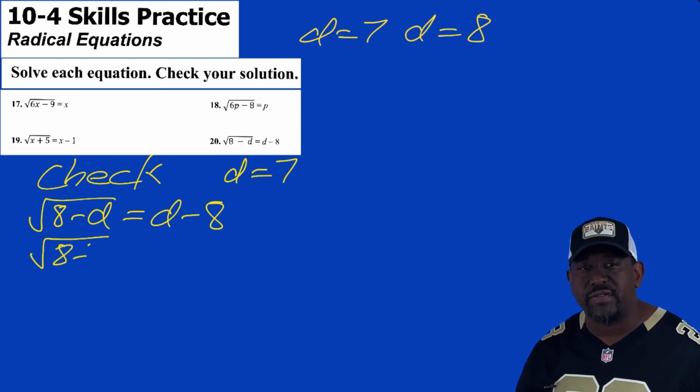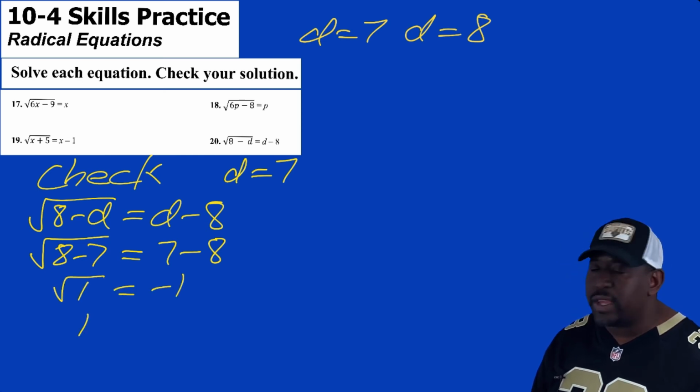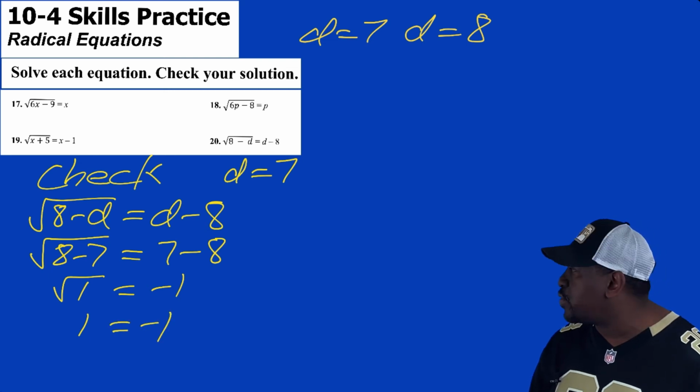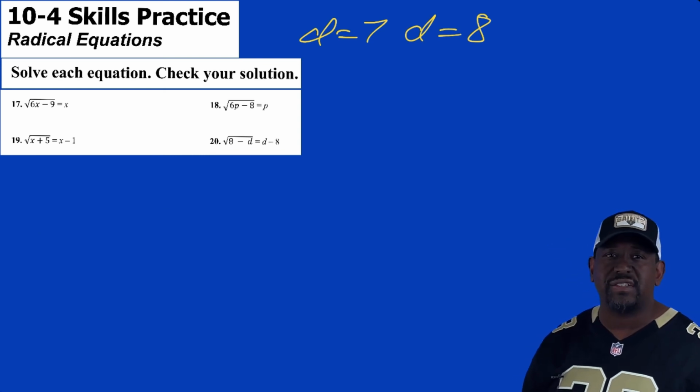We'll substitute 7 for both values of d. On the left, you will get square root of 8 minus 7 equals 7 minus 8. Square root of 8 minus 7 simplifies to square root of 1, which is equal to 1. The right side is negative 1, so that doesn't work. That's not a valid solution.